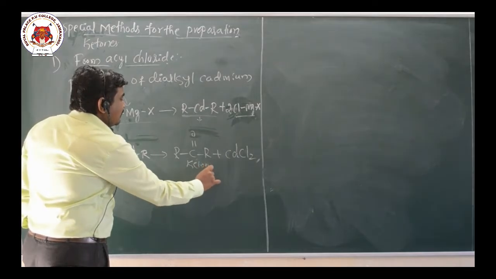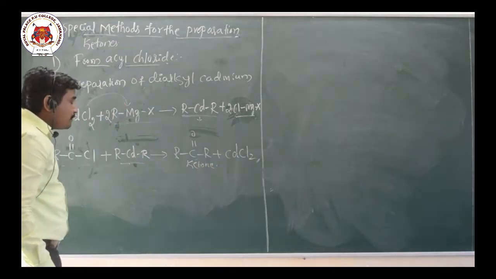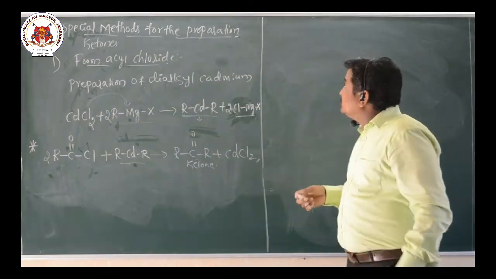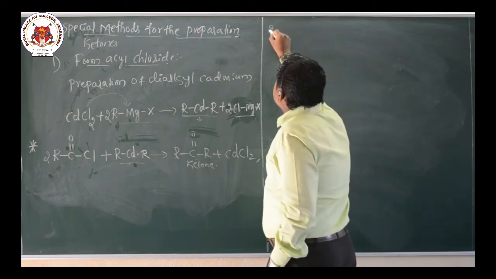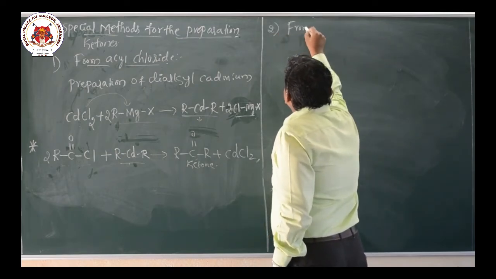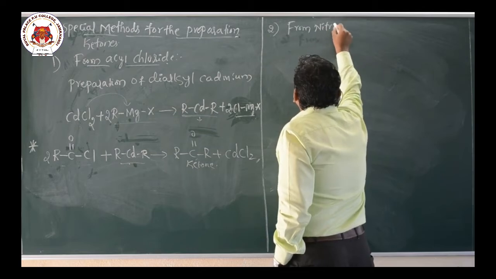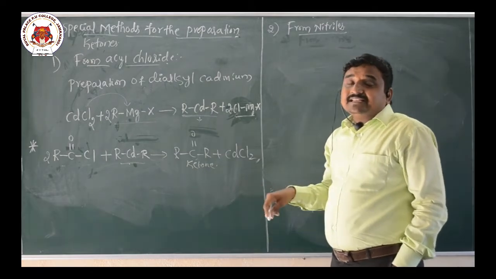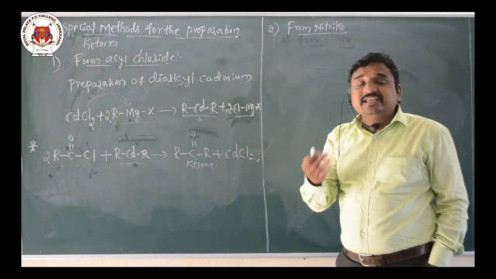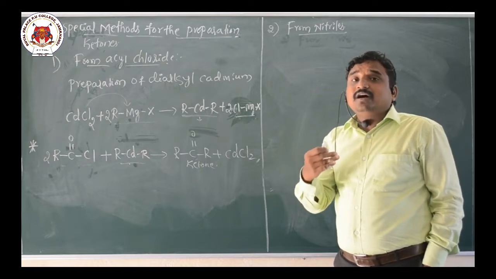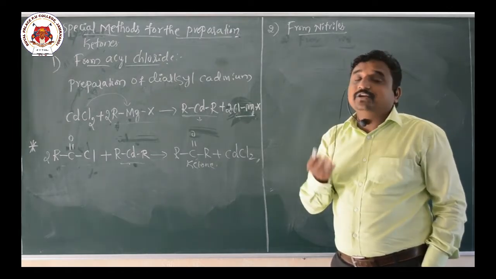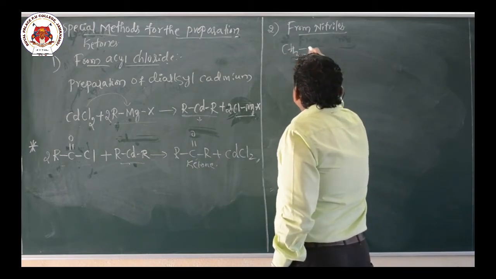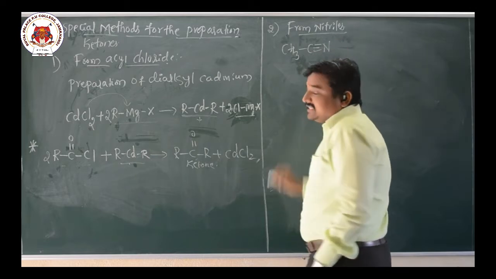So this is one method used to prepare ketone from acyl chloride reacting with cadmium chloride. The next one is the reaction from nitriles. The method used to prepare ketone from nitriles: let us take one example. Nitriles react with a Grignard reagent, and that undergoes acid hydrolysis, which gives a ketone. Directly taking one example, the nitrile CH3C≡N, ethane nitrile.